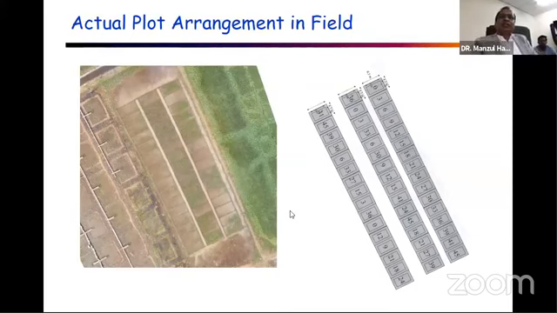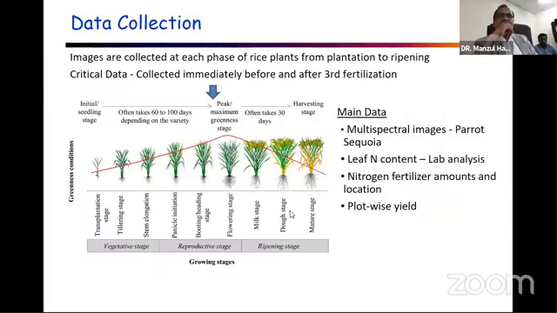So you can see this is just a normal photo from the drone, and the plots which are actually on the ground. The images were collected in each phase of rice. Most of you know transplanting, tillering, and panicle initiation. These are the rice growth stages.